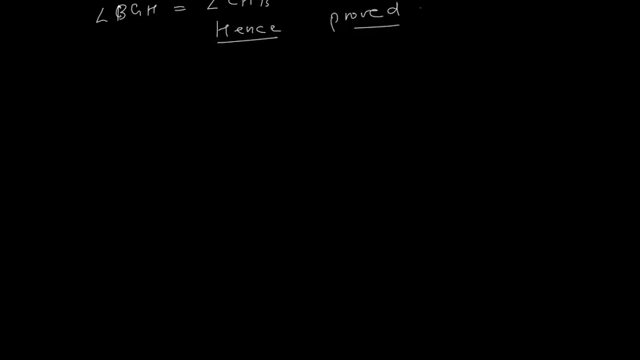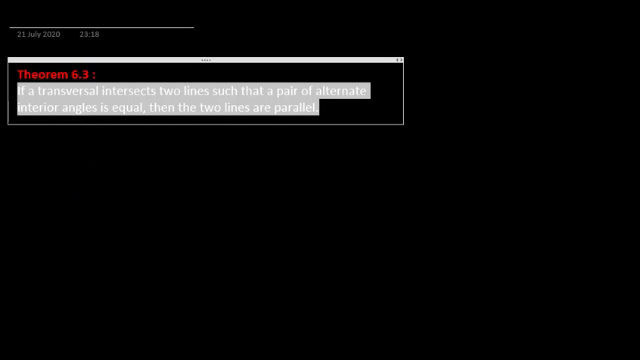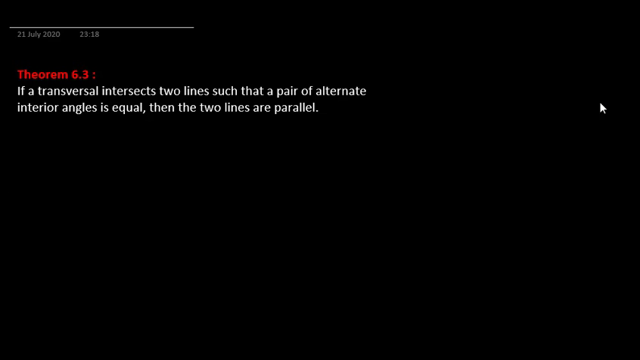Now let us see the next theorem, theorem 6.3. Theorem 6.3 is: if a transversal intersects two lines such that a pair of alternate interior angles are equal, then the two lines are parallel.